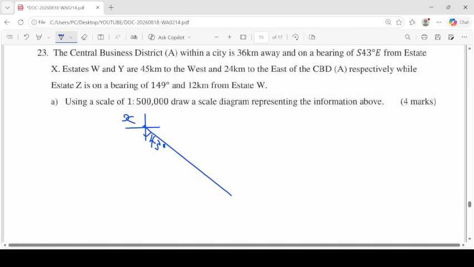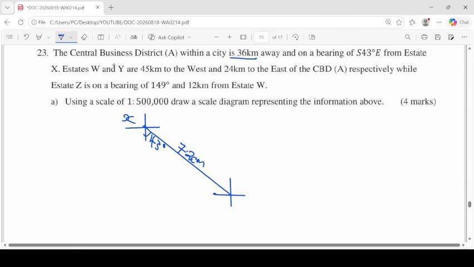So you make sure that the distance is 36 kilometers. This 36 kilometers, you change it to centimeters by taking 36 times 100,000. Then you divide this by 500,000. So this is like saying 7.2 centimeters. So you measure 7.2 centimeters. Then where you reach here, this becomes your point A. I'm just giving a sketch.